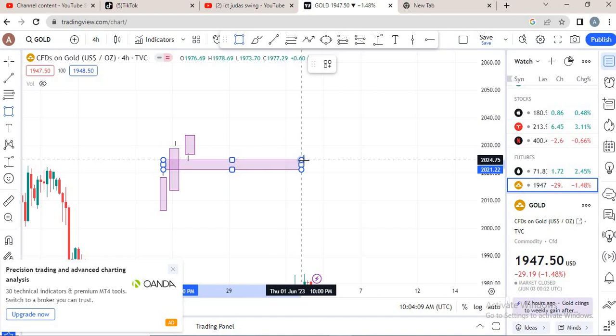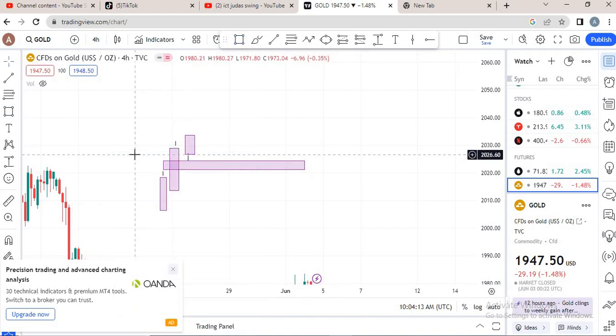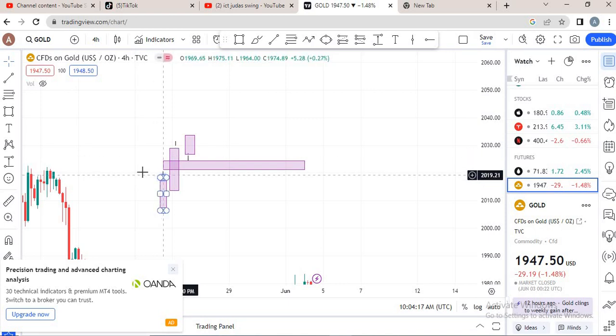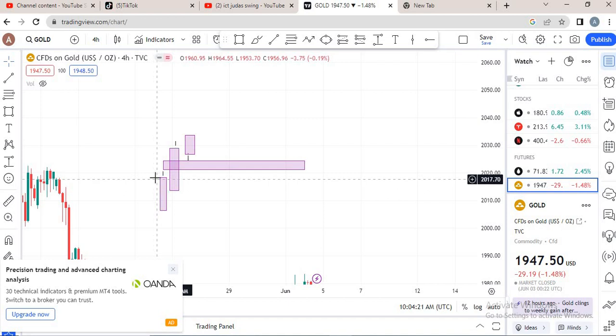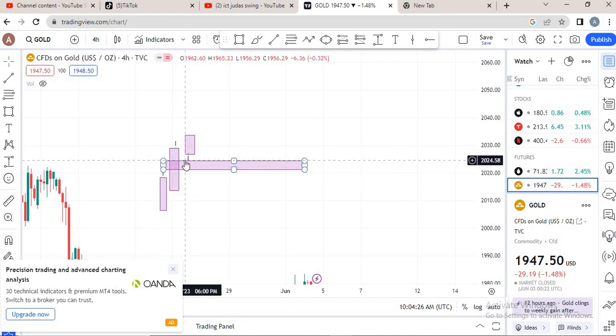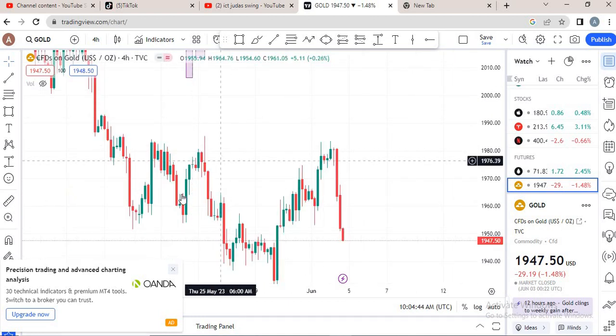Okay, let me explain something more important. What is that? That you must include the wicks. Okay, if there is no wick, then you have to consider the body. If there is no body, then you have to see the wick to consider a valid FVG. If the wick is crossing and it's matched with the first candle, body or wick, it's not a valid fair value gap. Let me show you some examples.